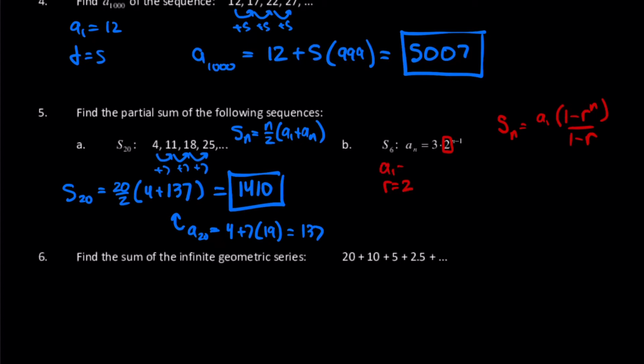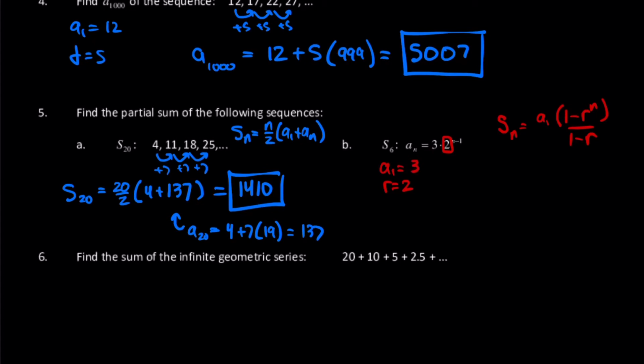a sub 1 is going to be what I get by plugging in a 1. So if I plug a 1 into the n, right here, I get 1 minus 1. That's a 0. 2 to the 0 is just 1. And 3 times 1 is 3. So a sub 1 is 3.